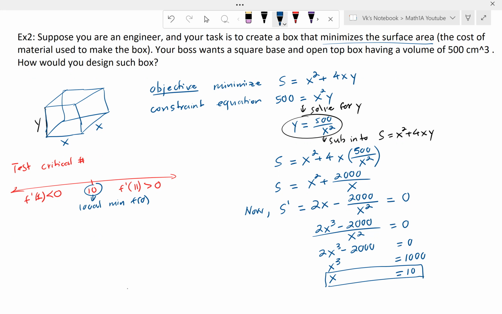X equal 10. So y is 500 over x squared. We do the sub. And that is 500 over 10 squared. So y is equal to 5. Ta-da! Got the dimension of the open box.